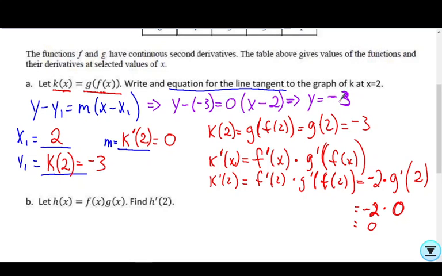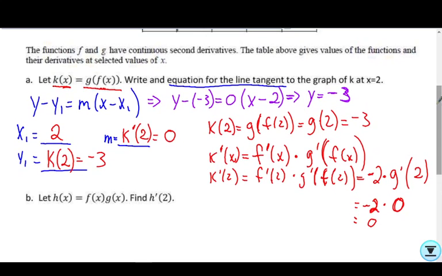So that's my tangent line equation for k at 2, which means that k has a horizontal tangent. So that means that, since the slope is 0, we have a maximum or minimum there. Okay? So that's it. So we've taken a bunch of ideas and put them together.